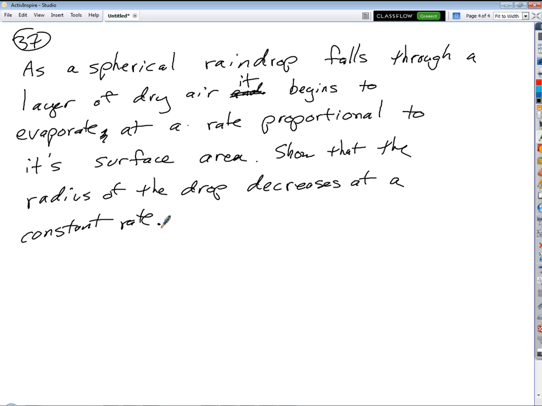It has to lose volume. That's all evaporation is, right? It's losing the volume of water into the air. It has to lose water at a rate proportional to its surface area. Okay, has to be that way. I mean, there's some other things going on that we won't mess with. Maybe slightly tweak it. As it evaporates, it's going to cool the raindrop. But if we ignore that stuff, at the first level, this is how it would work. Okay, so we want to prove that the radius of the drop is going to decrease at a constant rate.